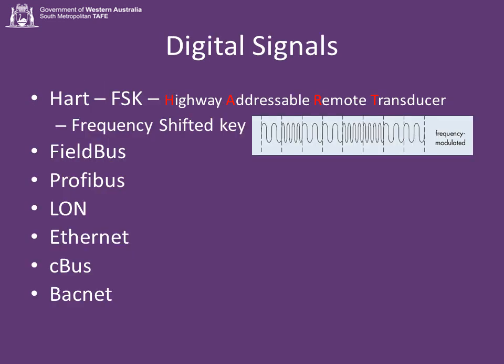Typical types of digital signals that we send out are things like HART, FSK, frequency shift keying, Fieldbus, Profibus, LAN, Ethernet, CBus, BACnet. These are digital communications. Typically, they're using RS485 voltages and the protocol changes. We'll talk about that a little bit later.